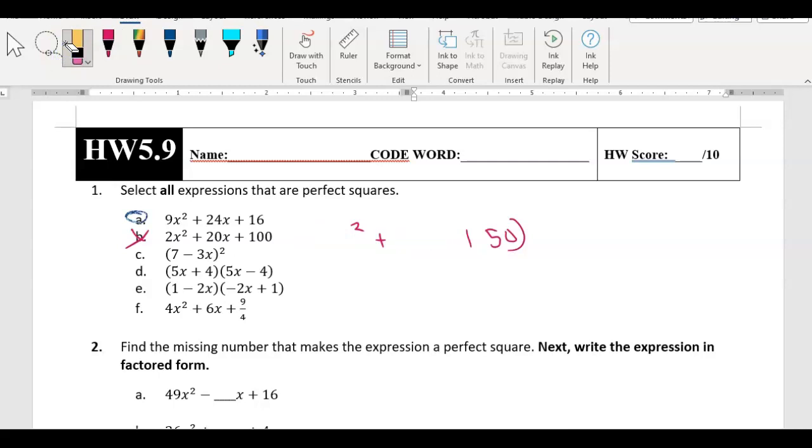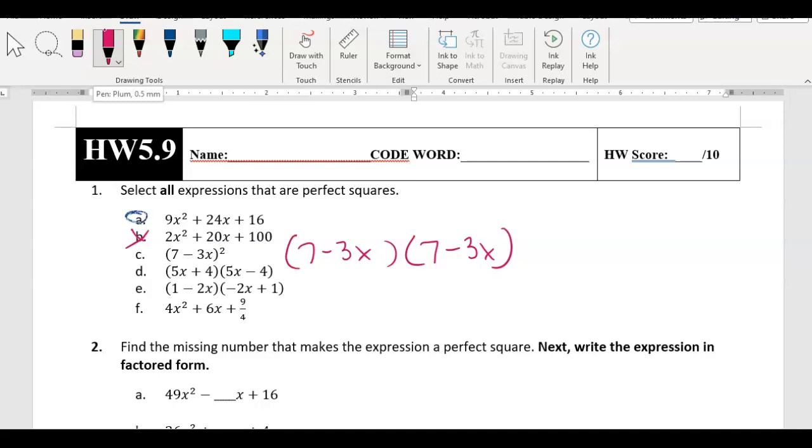C would be rewritten in expanded form, (7 minus 3x) and 7 times (7 minus 3x). That's multiplying the same exact thing by itself. So that is a perfect square.